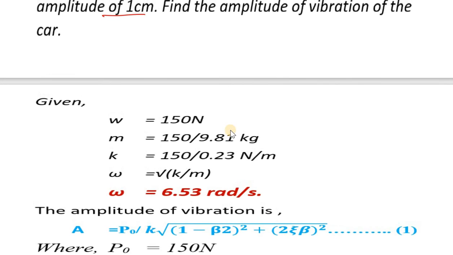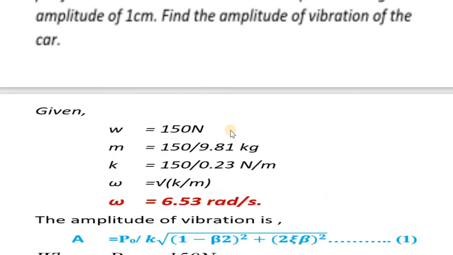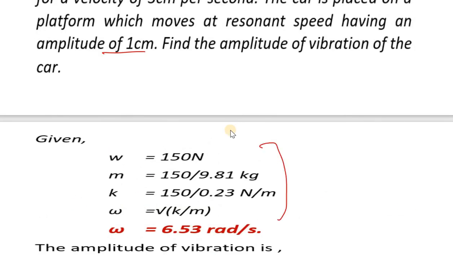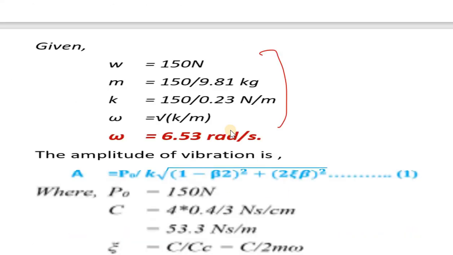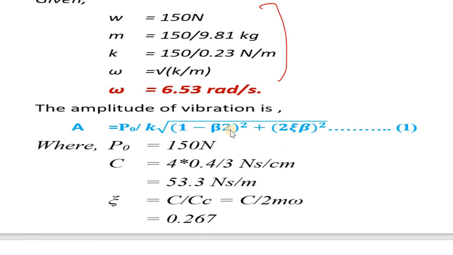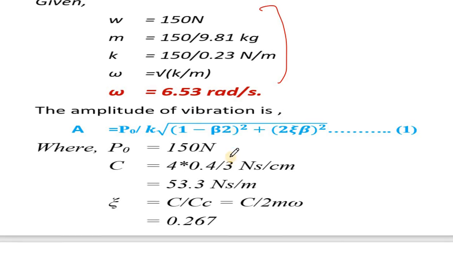So anyway, if a question is very big, you only need to understand these terms. We need to find the amplitude of vibration. Also, what is the equation of amplitude? That's the first thing we need to find out. P0 by K root of 1 minus... This is our equation, the thing which we studied so far.